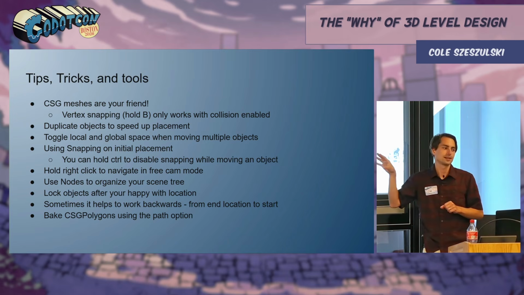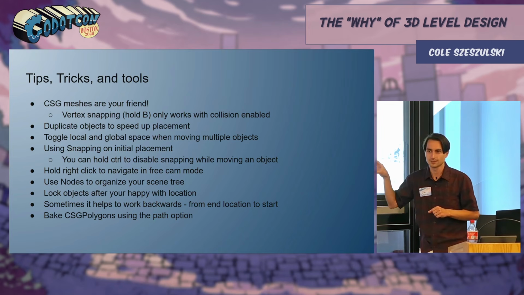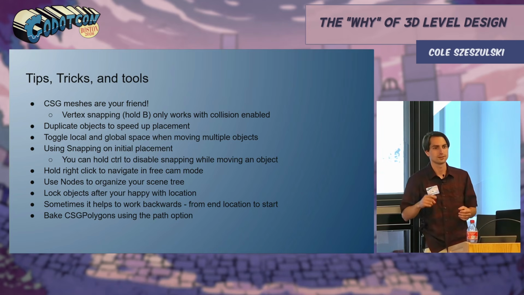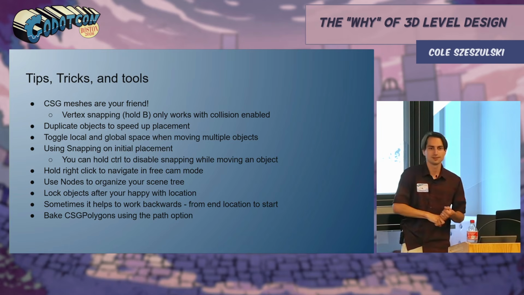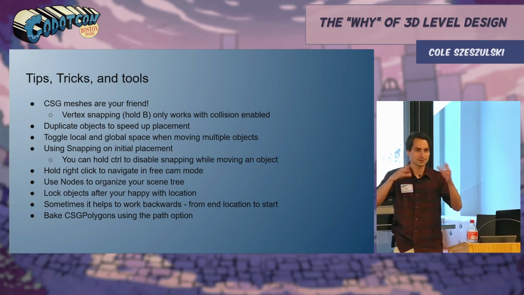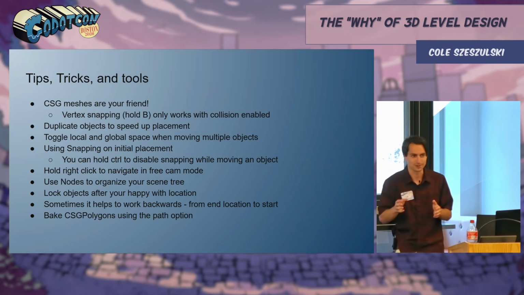And then bake CSG polygons that are using the path option. CSG nodes are great. They're super manipulatable. You can do whatever you want. You can do a whole bunch of stuff with them.